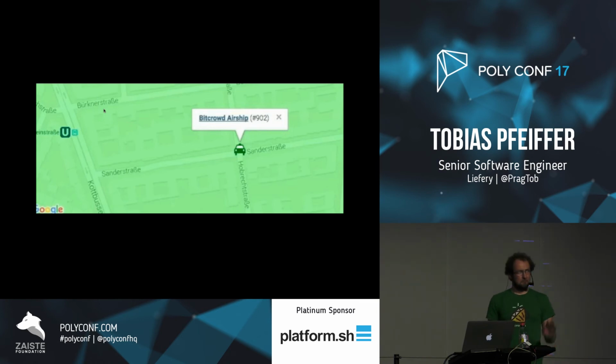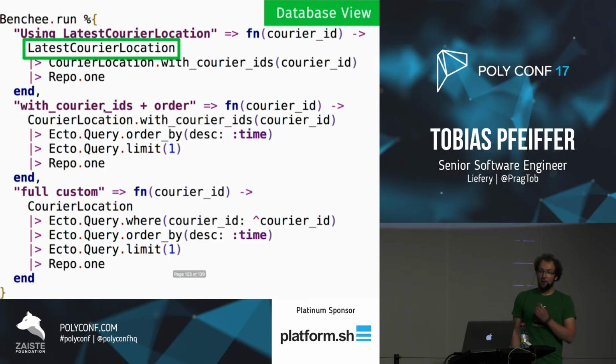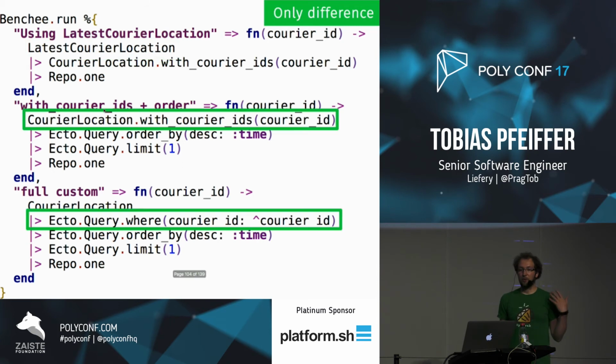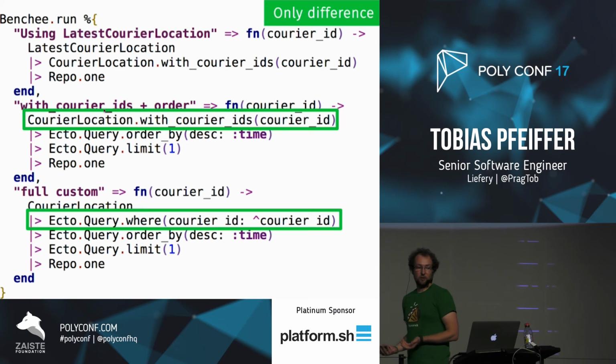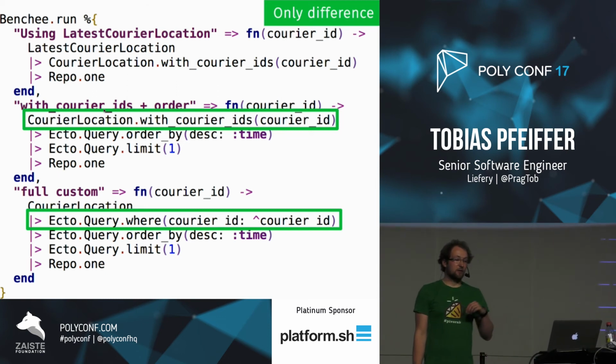So I was like, OK, I got this. I'm a pro, I know benchmarking, so let's write a benchmark. What we were using at the time, at the very top, was a database view that just had the latest locations of all couriers and then selected the one we needed. I wrote two different versions that don't rely on the database view but are more custom, which is why they're called full custom: give me the courier with that ID.